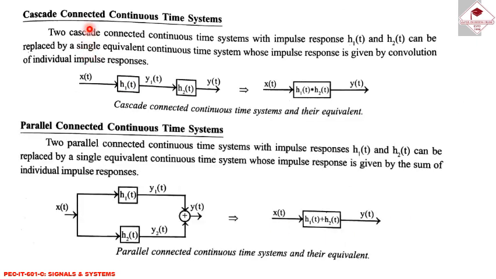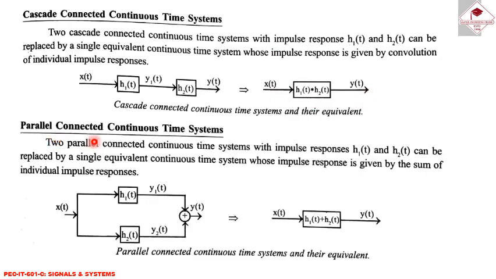In case of cascade connection of continuous time systems, two cascaded systems with impulse responses h1(t) and h2(t) can be replaced by a single equivalent continuous time system whose impulse response is given by the convolution of the individual impulse responses. Whenever x(t) is the input, after passing the first system it becomes y1(t), then passing through h2(t), it generates the final output y(t). Instead of doing this, we can write h1(t) convolved with h2(t), then pass the input signal, and finally we get the output y(t).